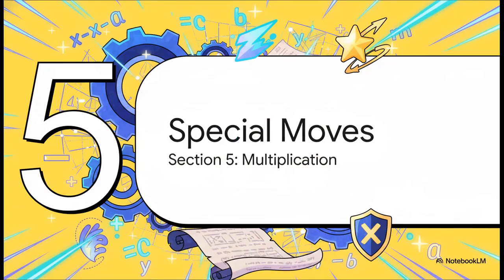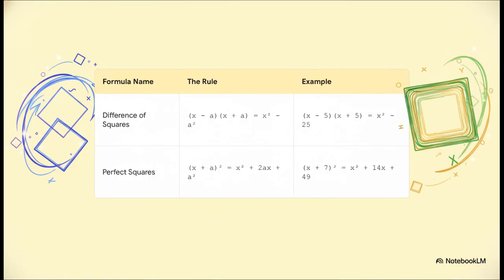All right, let's talk multiplication. Now, you could always multiply everything out the long way, term by term, but who has time for that? There are some awesome shortcuts, some special moves that will save you a ton of work. Think of them as algebra cheat codes. Let's check out these two big ones, the difference of squares and perfect squares.